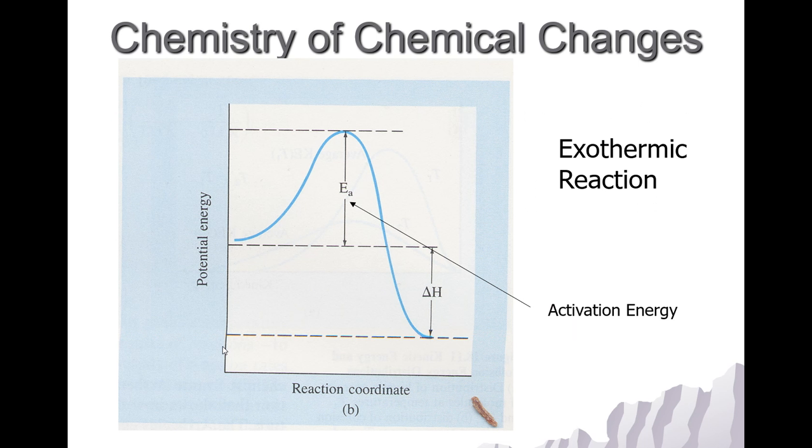So here's an example of an exothermic process. The activation energy is from where it started to the top of the hill. The overall energy change of the system is from the bottom of the hill to where it stops.